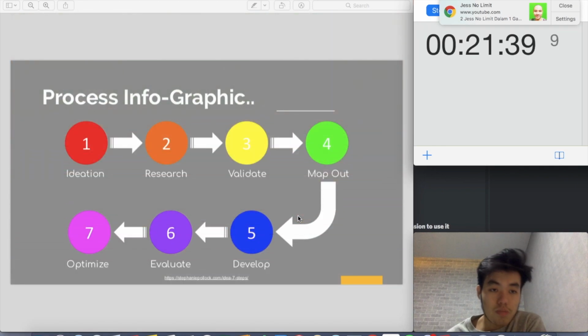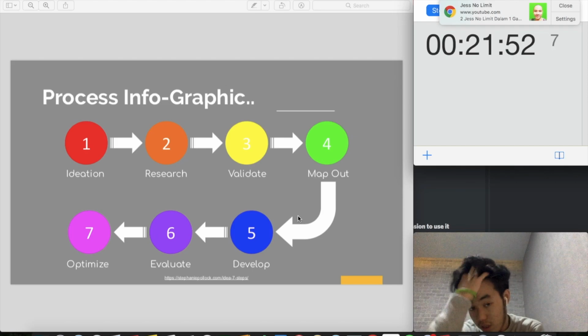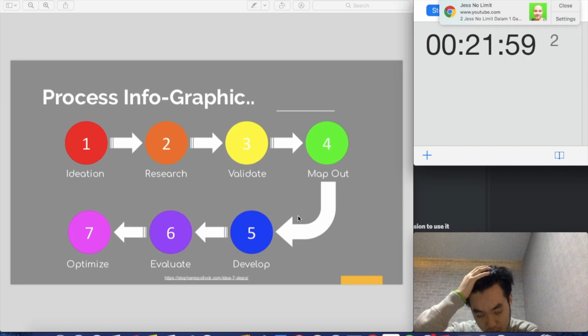So these are the processes of the infographic. The first one is the ideation, the second one is research, the third one is to validate, the fourth one is to map out, the fifth one is to develop, the sixth one is to evaluate, and the seventh one is to optimize the idea.